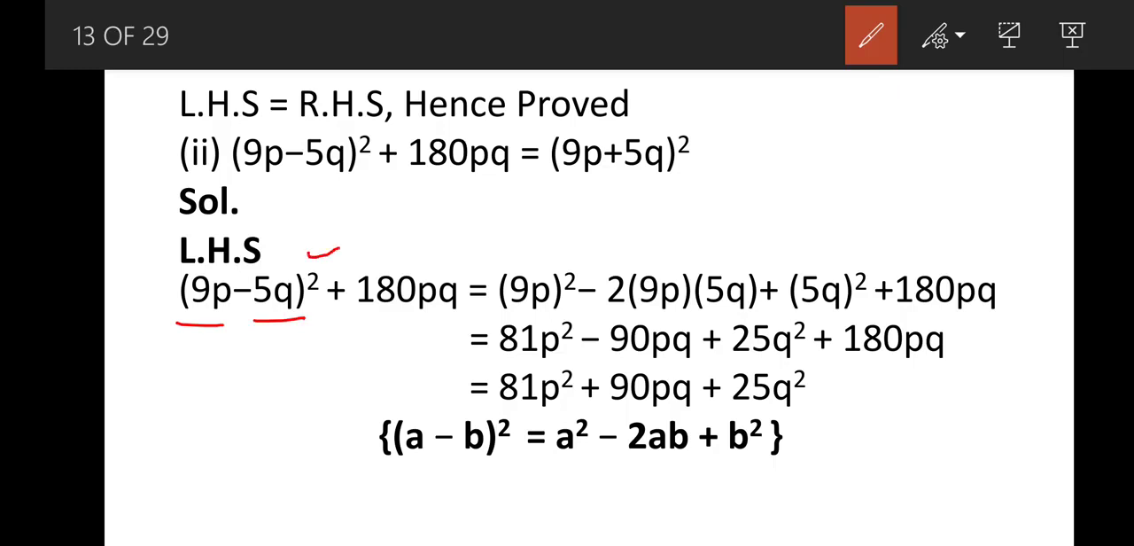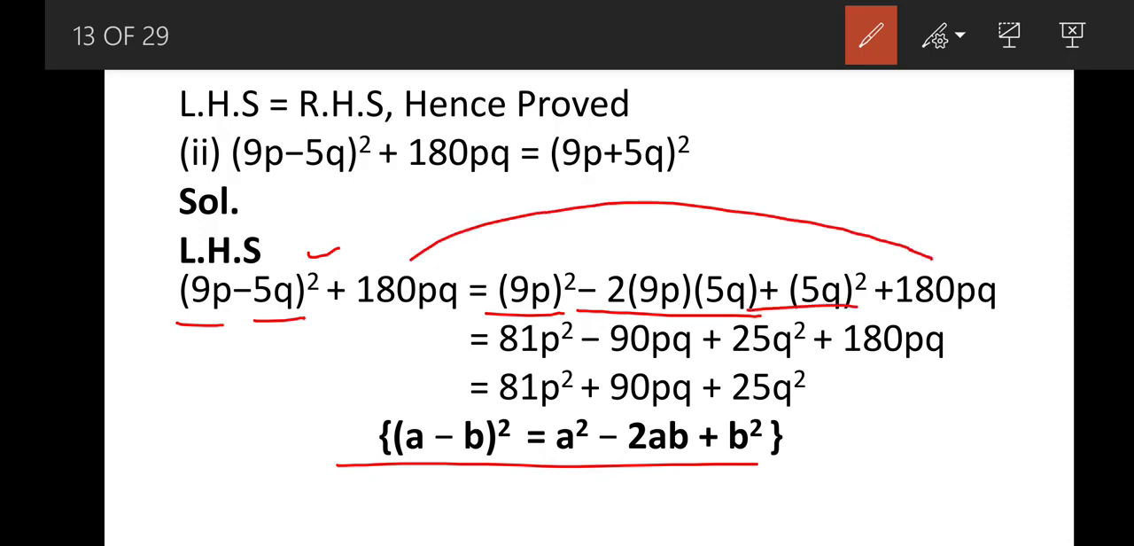So can I relate it to identity number 2? And this is identity number 2. So it will be 9p square minus 2 into 9p into 5q plus 5q square, and this will remain as it is, plus 180pq. So after solving you will be getting 81p square minus 90pq plus 25q square. I hope this is clear to you.